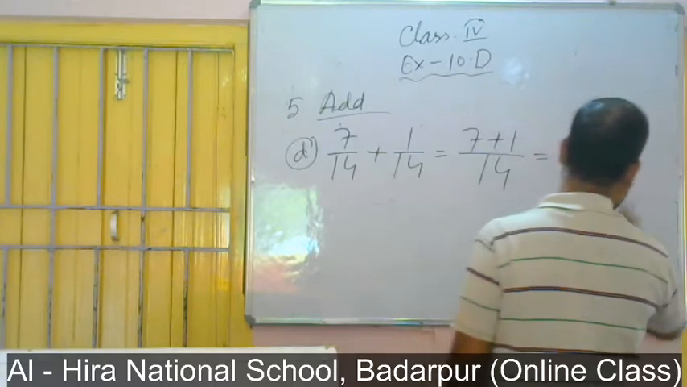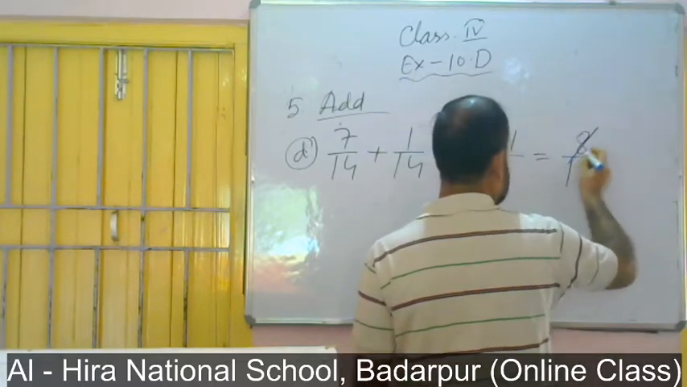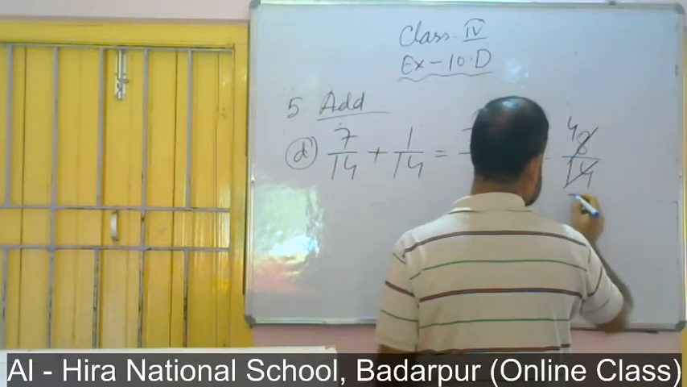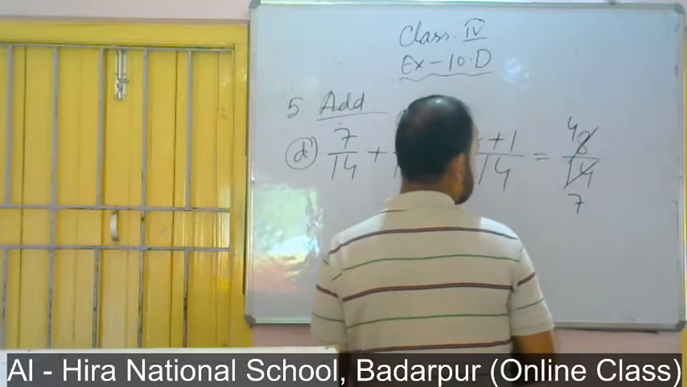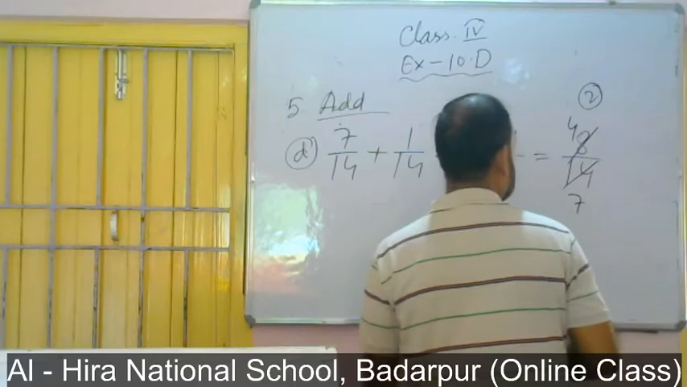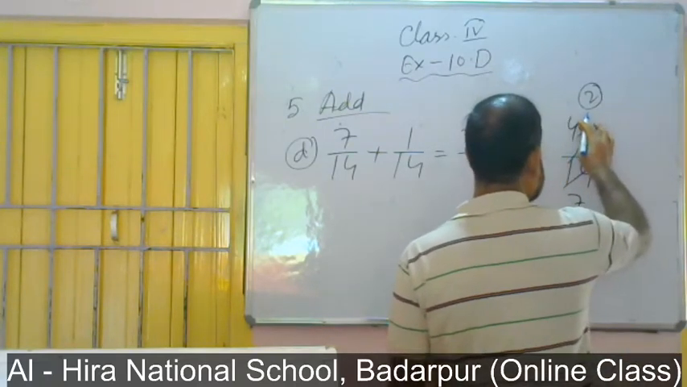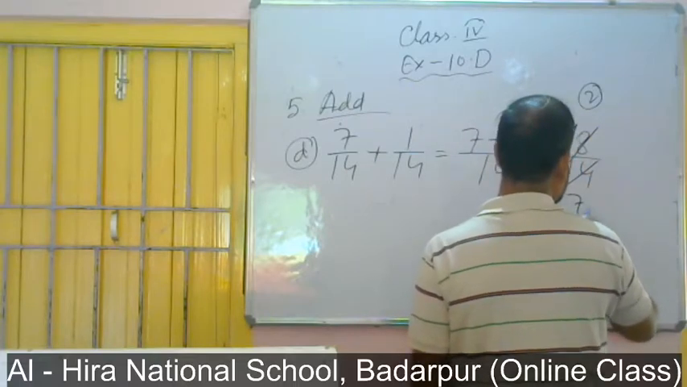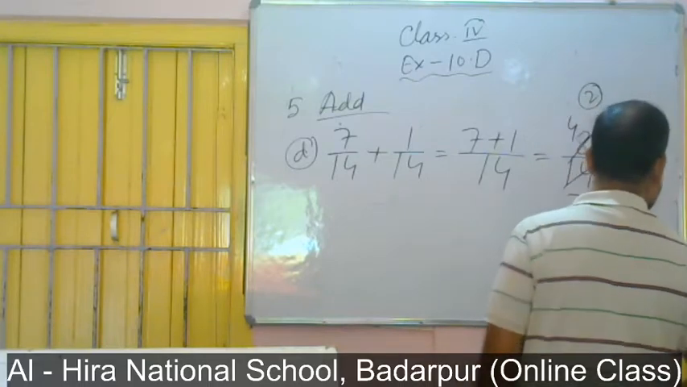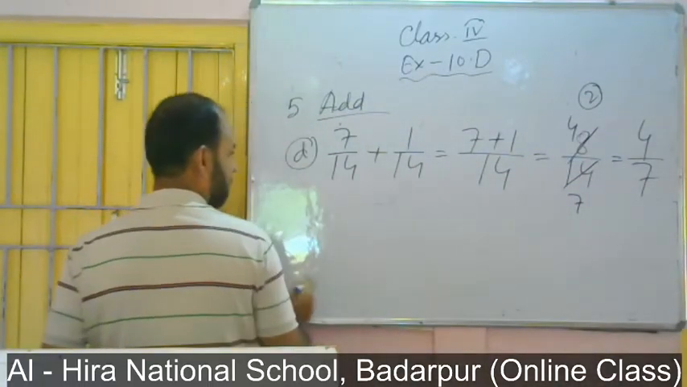So 2 is the highest common factor. So we cut: 2 4s are 8 and 2 7s are 14. 2 is the highest common factor. So 2 4s are 8 and 2 7s are 14. Answer is 4 by 7. Next, question number E.